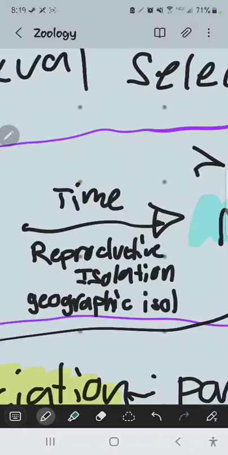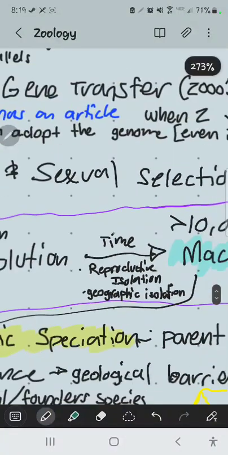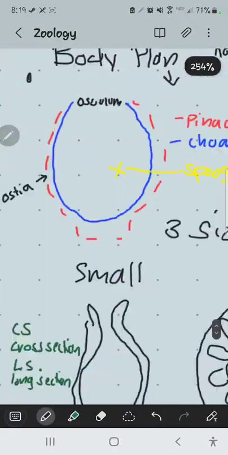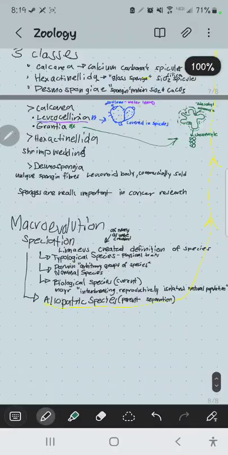Okay. So, that being said, during that geographic isolation, which may take as many as 10,000 generations to happen, there's a number of levels of isolation mechanisms that can occur. And what I'm going to do is list them out. I'm going to list out these levels of reproductive isolation.